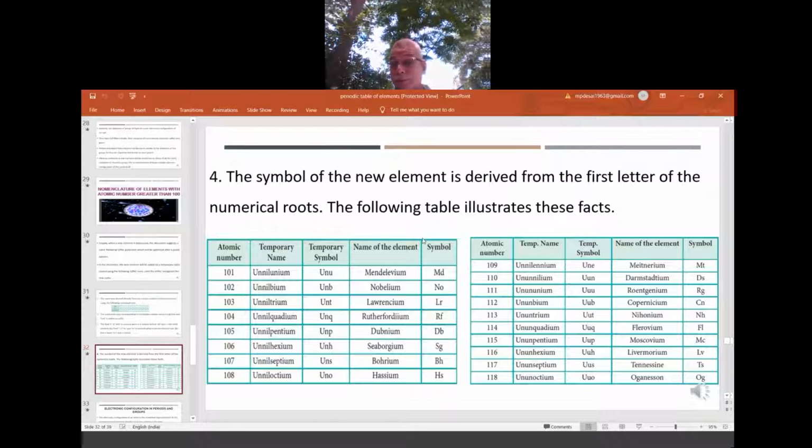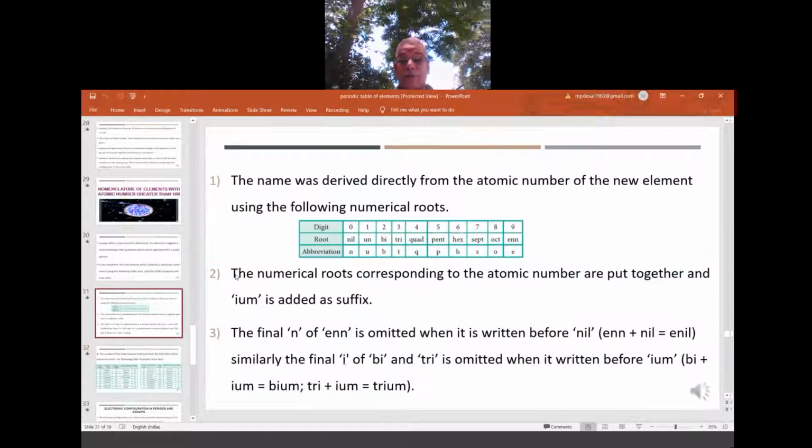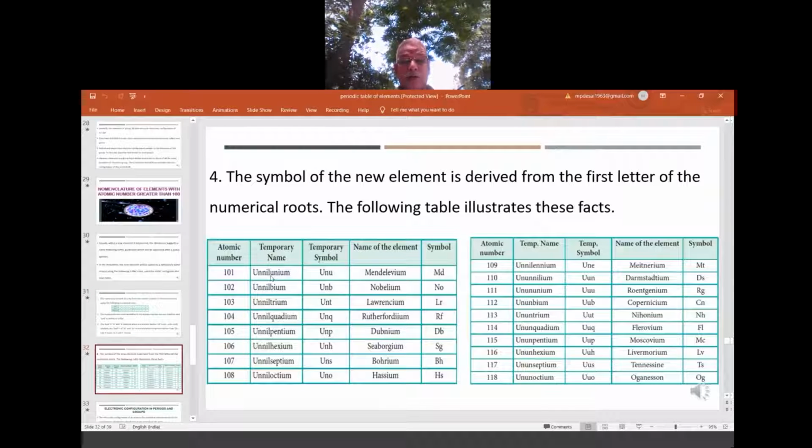Okay, from the textbook. Example number 1. Atomic number is 101. For 1, what is the symbol? Un. For 0, nil. For 1, again, un. So 101 is un, nil, un.